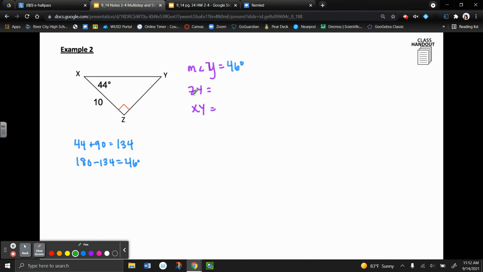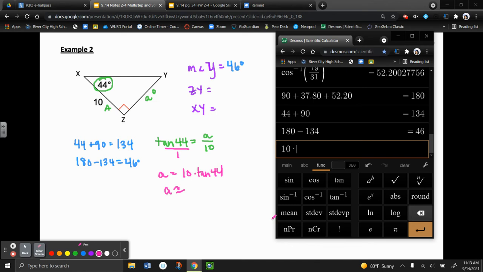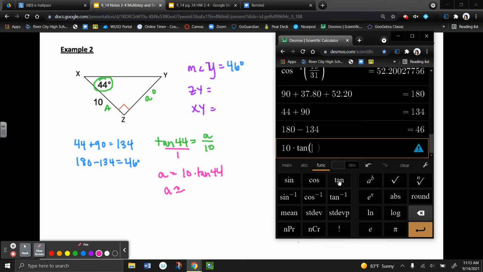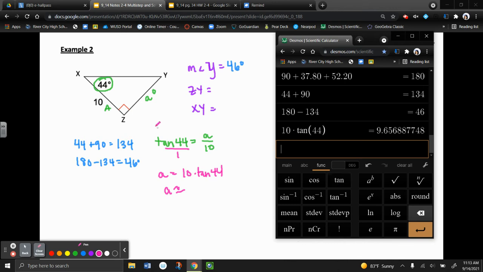All right, now we can solve for either one of these. So zy is this one. I'm going to call that side A. So I'm going to use this as my reference angle. This is my opposite. This is my adjacent. So to solve for A, I'm going to use tan. So tan of your reference angle equals the opposite over the adjacent. And then we're going to cross multiply. So A times 1 is A, and then we're going to do 10 times tan of 44. You get 9.66.